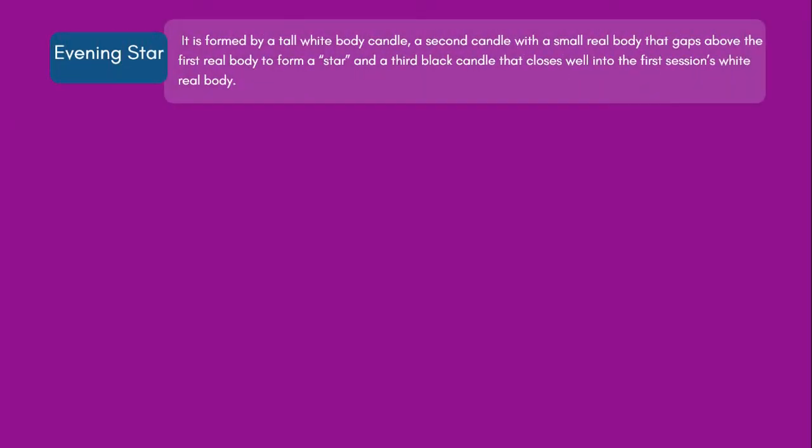Now in Eveningstar, we first have a positive candle, then a gap up. Now again, the body of the second candle doesn't matter, it can be positive or negative. What is important is that it should have a gap up. Gap up means the opening of today's candle should be much higher than the closing of previous candle. Then the third candle should be negative and closing well inside the first candle.